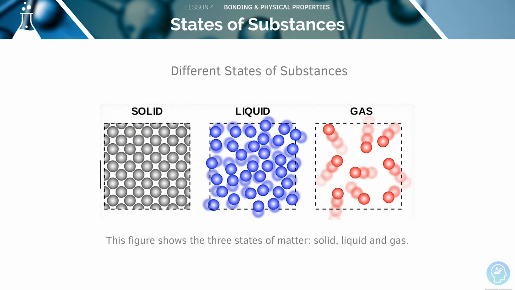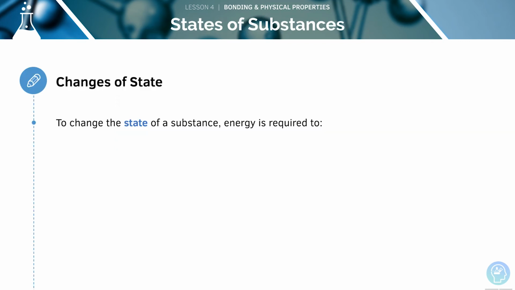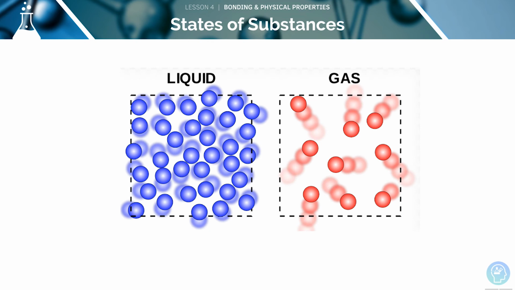Here's a summary of the different states of substances. Finally, we will look at the energy changes associated with the changes of state. In order to change the state of a substance, energy will be required. Energy needs to be put in to break the bonds and forces between the particles. Energy is used to separate the liquid particles from each other, so they move further apart. Energy will overcome the forces of attraction between the liquid particles, moving them further away and changing its state into a gas.